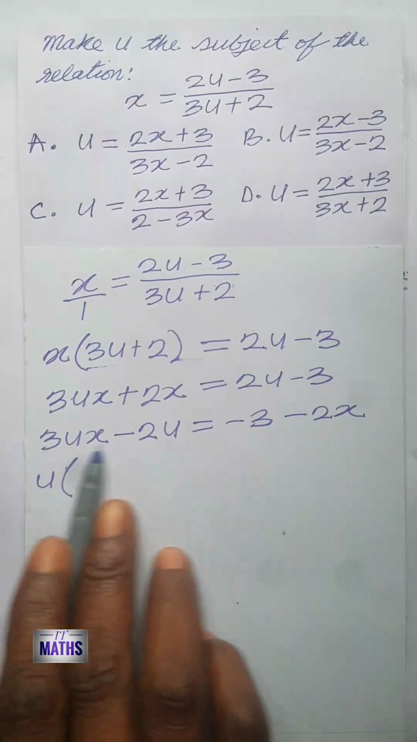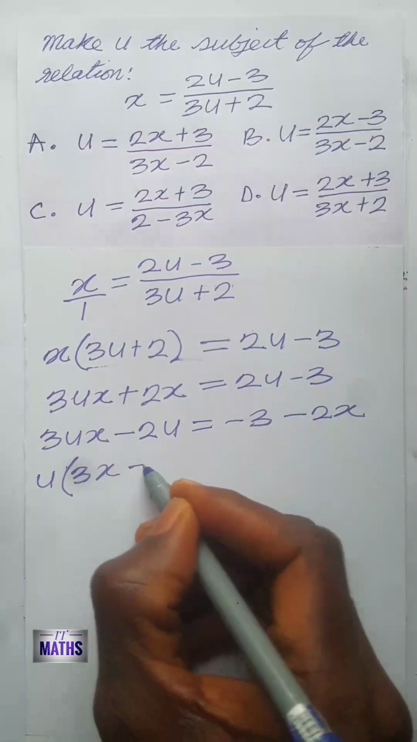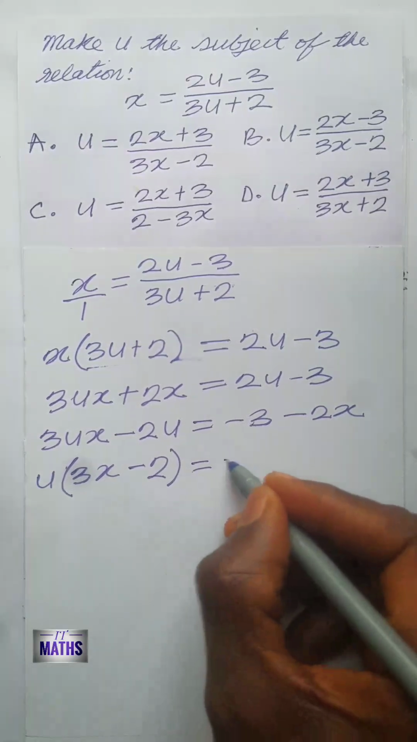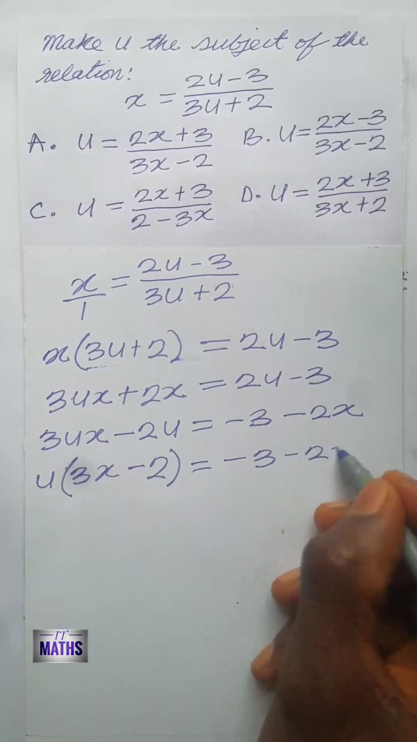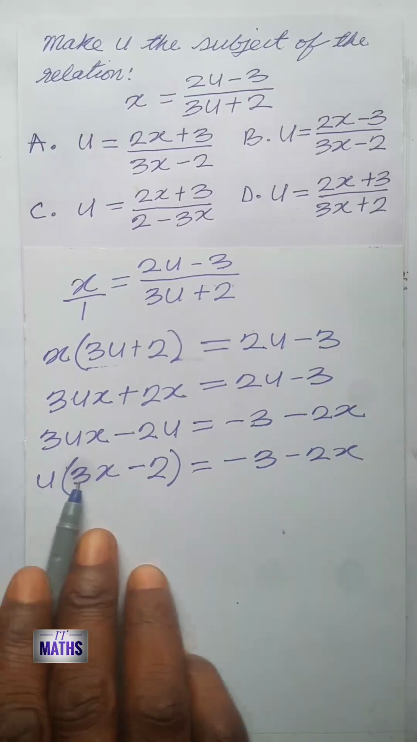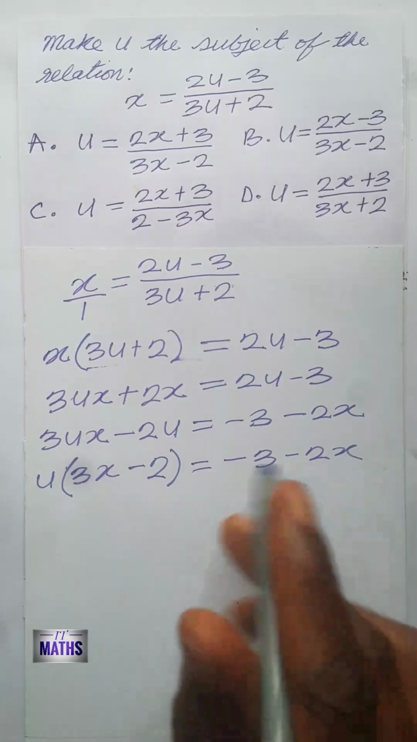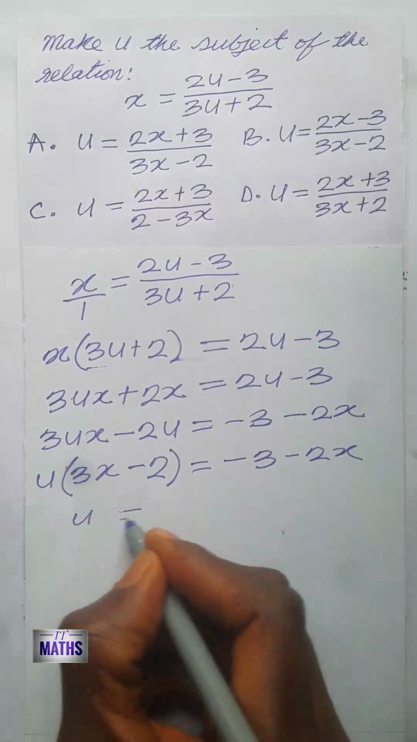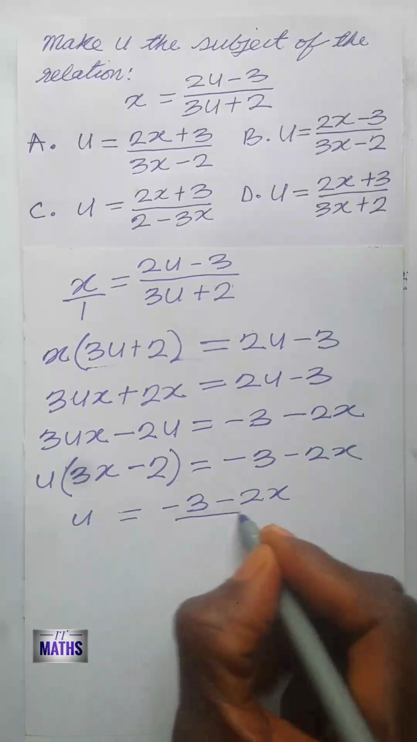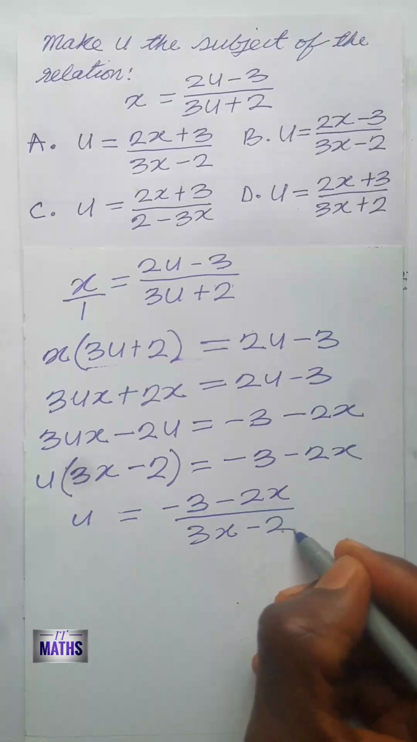If I bring u out of here by dividing, what is left? 3x is left. Over here, what is left? 2 is left. Is equals to minus 3 minus 2x. Now you see, this entire bracket is multiplying u, so it can leave and go here and divide. So my u becomes minus 3 minus 2x divided by 3x minus 2.